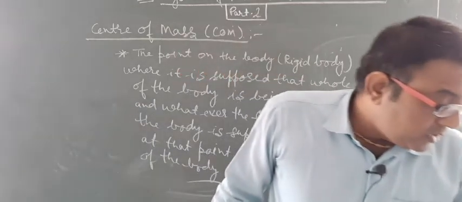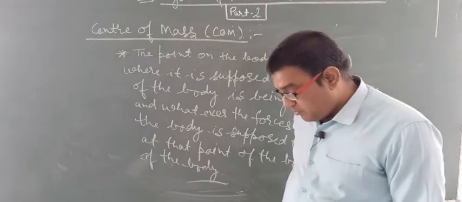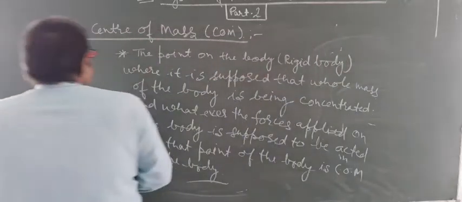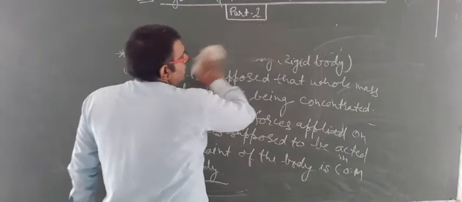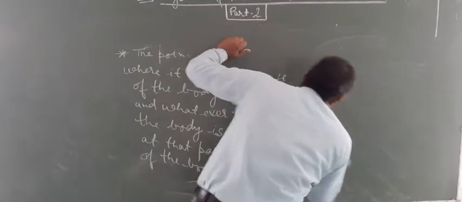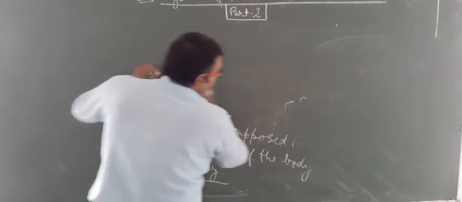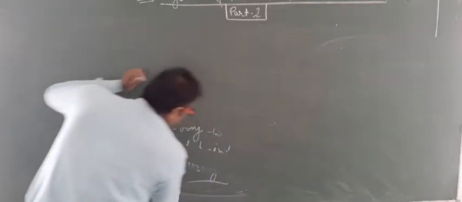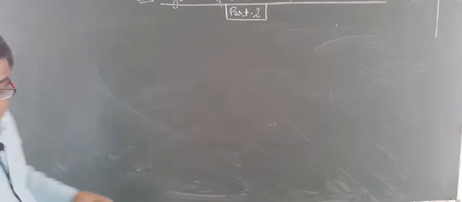So let us describe the center of mass of the body by taking an example of a two particle system. We are going to discuss the center of mass of a body for a two particle system.